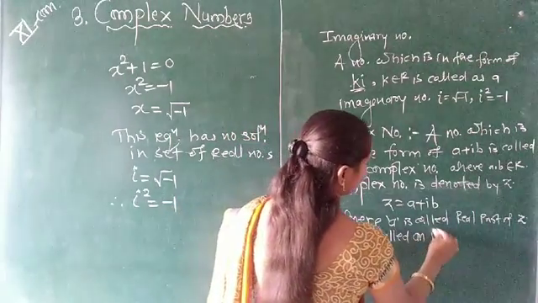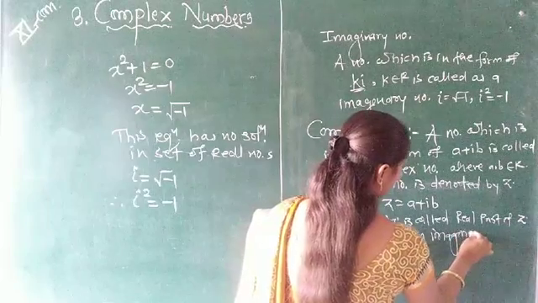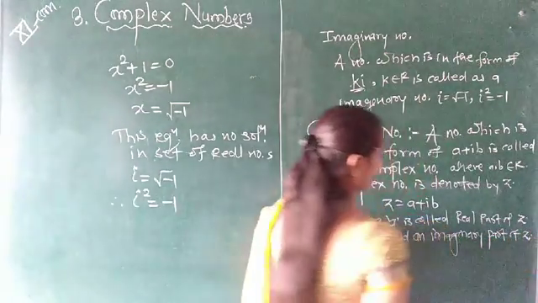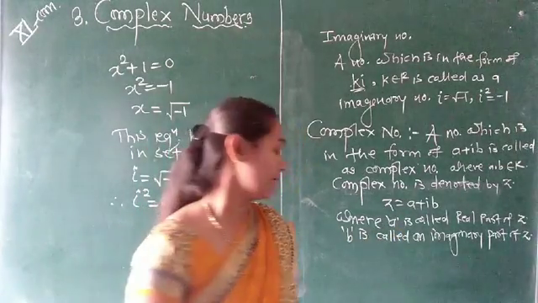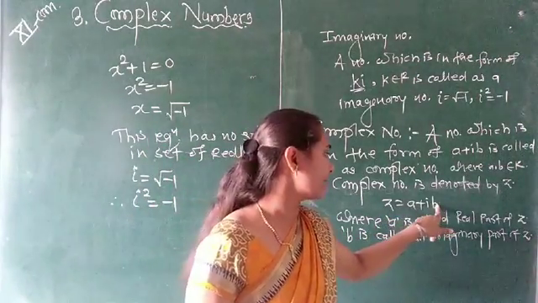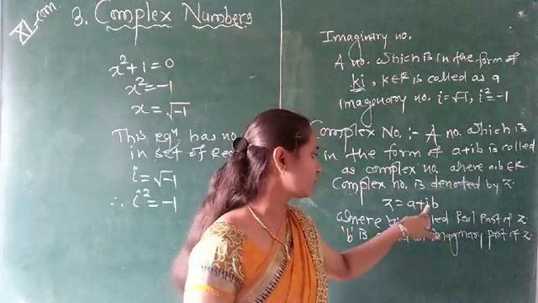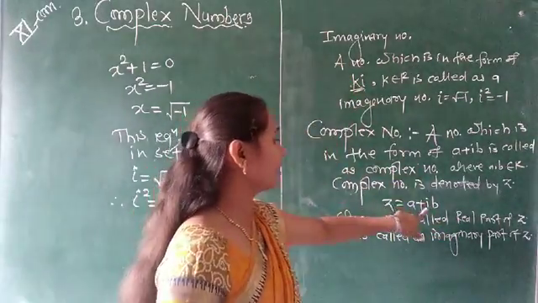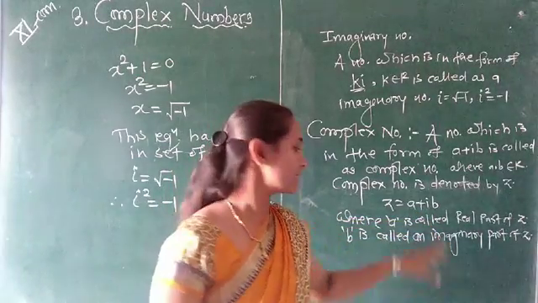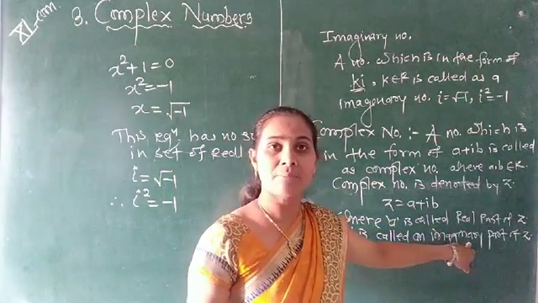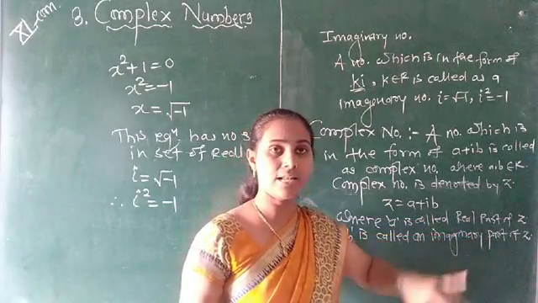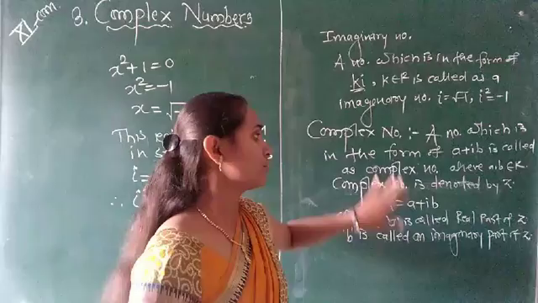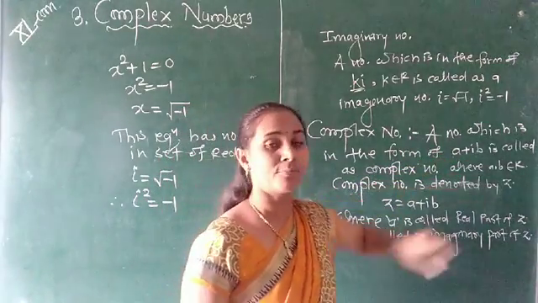And b is called the imaginary part of z. In complex number a plus ib, a is its real part and b is its imaginary part, because b is the coefficient of i, and i is called an imaginary number. Z is the notation of our complex number. Don't forget this. A number in the form of a plus ib.